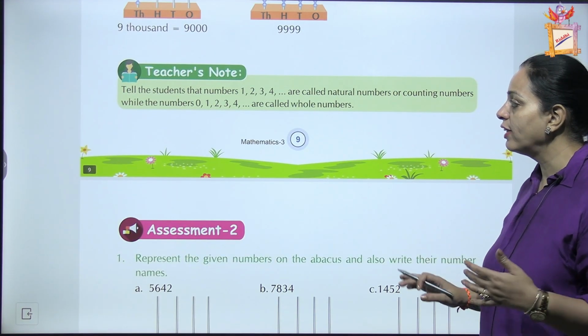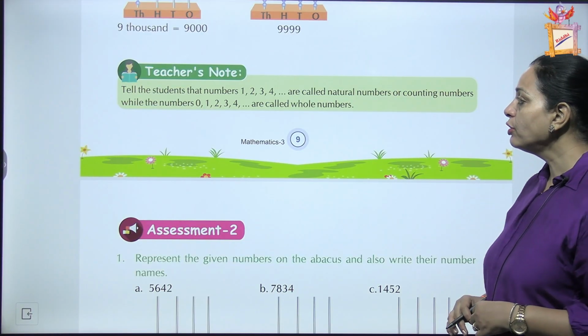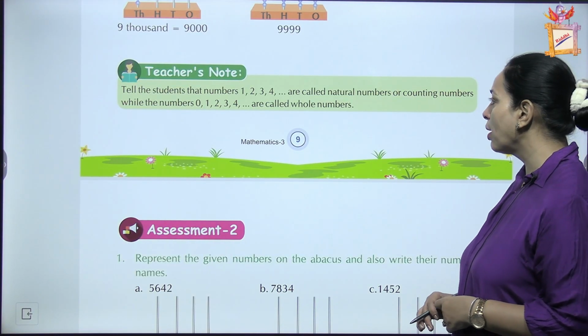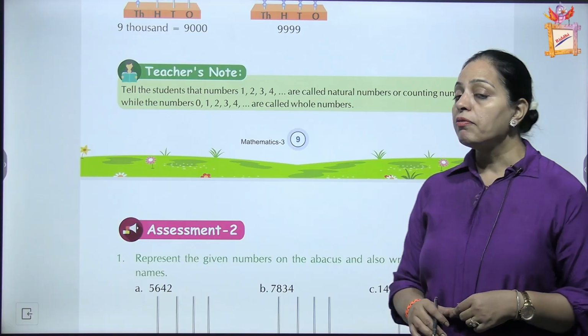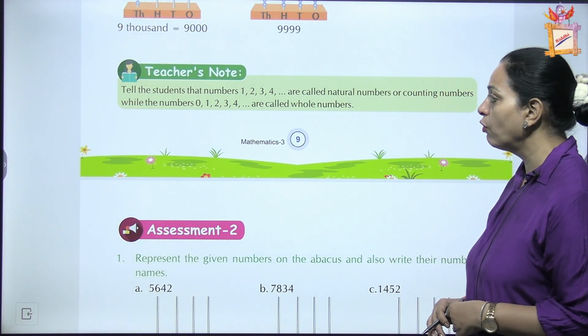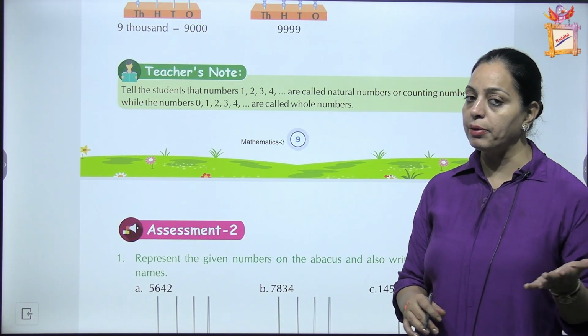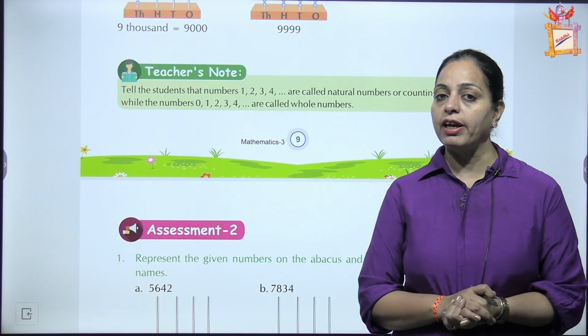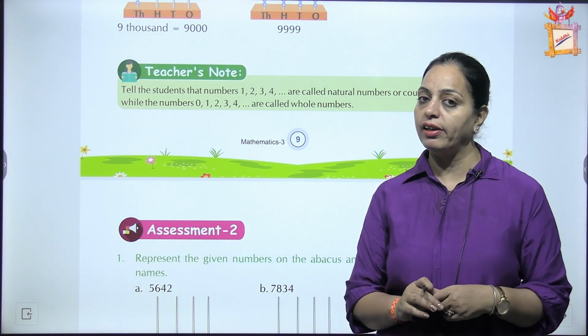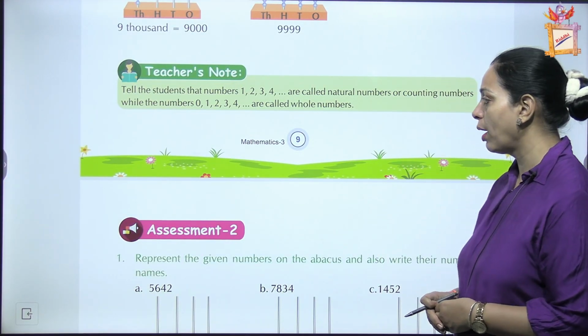Now a teacher's note: tell the students that the numbers 1, 2, 3, 4 are called natural numbers or counting numbers, while the numbers 0, 1, 2, 3, 4 are called whole numbers. When we take 0 along with the counting numbers 1, 2, 3, 4, this becomes whole numbers.